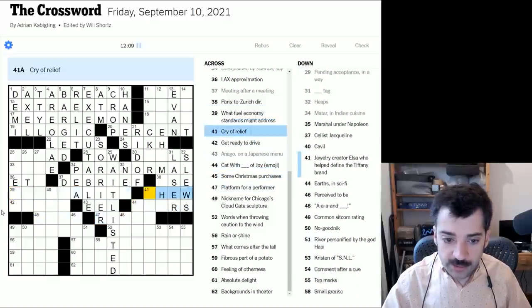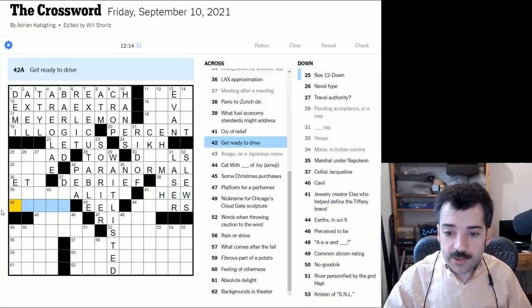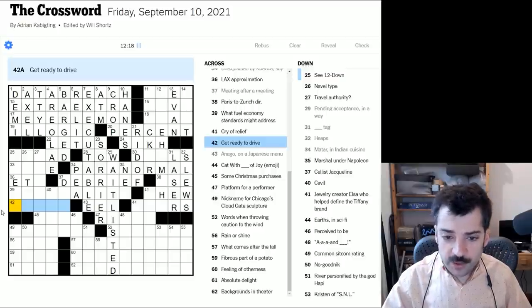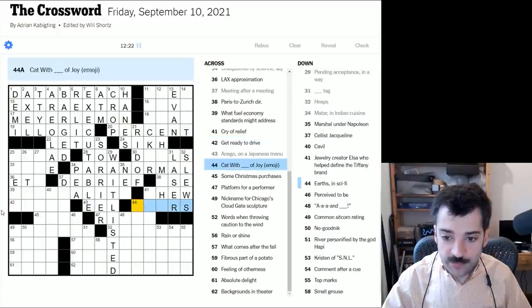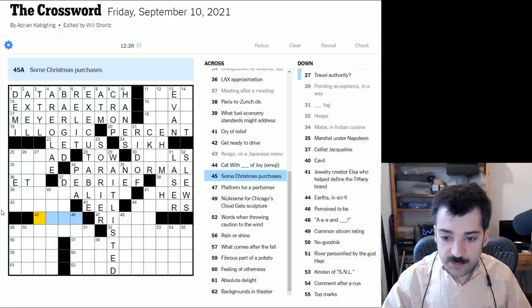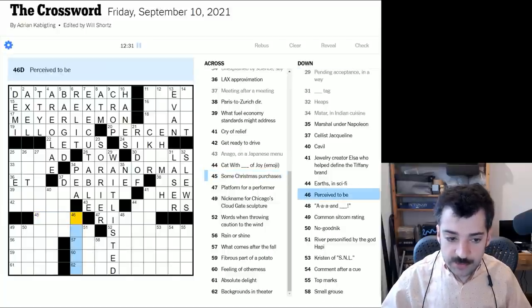All right, let's see. Where did we leave off? Get ready to drive. So this could be obviously driving a car. That would be the most obvious. It could be a golf drive, I suppose. Could be something else as well. Those seem like the two most obvious, but I'm not sure yet. Some Christmas purchases. Well, they probably end with an S because it's plural.